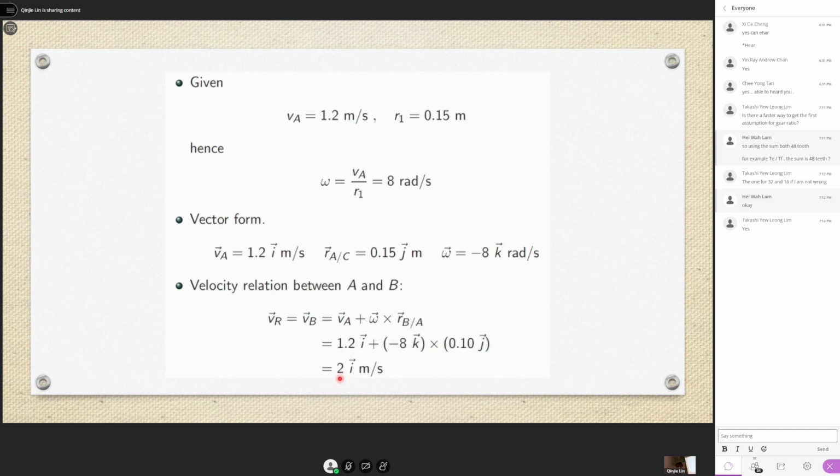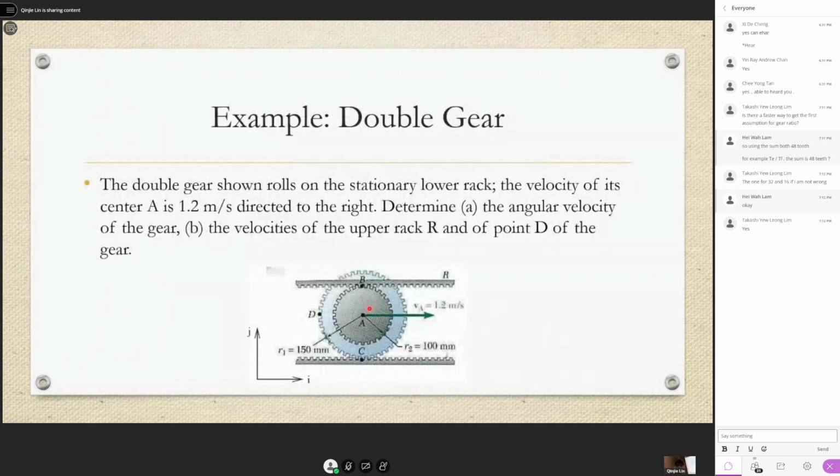So that will tell you the magnitude and the direction of this velocity, which is correct, because at this point, for point B, it must be going directly towards the right. So something that ends with i only is correct. Makes sense.